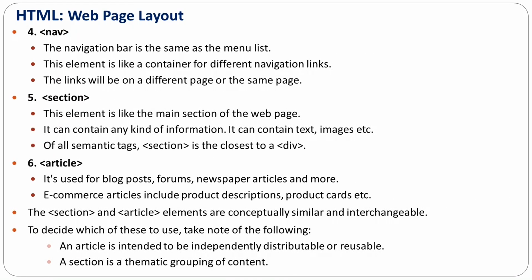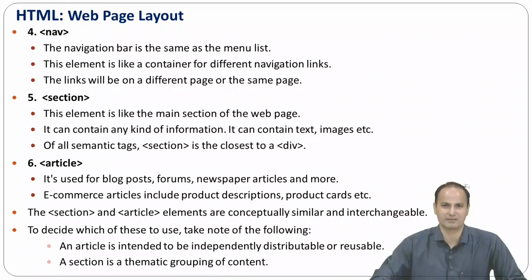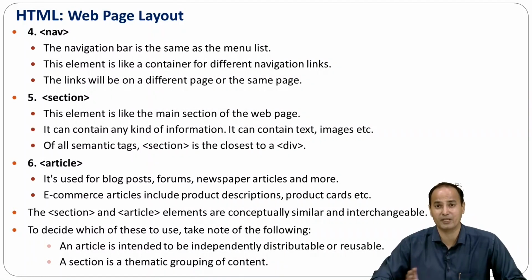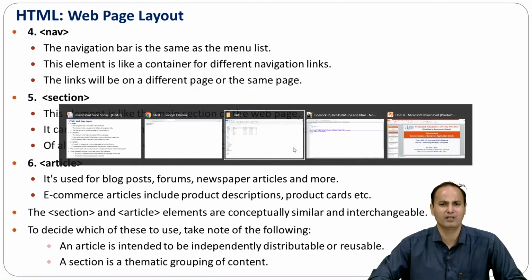Moving next is the navigation element. The navigation bar is the same as the menu list. This element is like a container for different navigation links. The link will be on a different page or on the same page. So the navigation tag or element helps us to navigate between different web pages in a website. Let's understand the navigation element using an example.